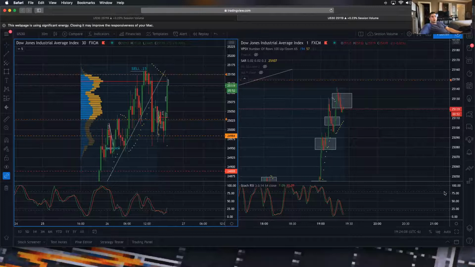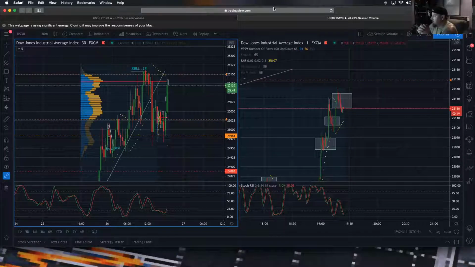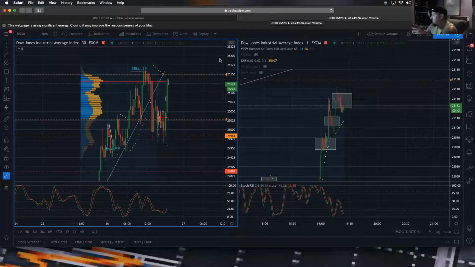It blows me away. The only reason I got into it was because, for one, I couldn't do support and resistance. I sucked at it. Patrick, you're a god at support and resistance.